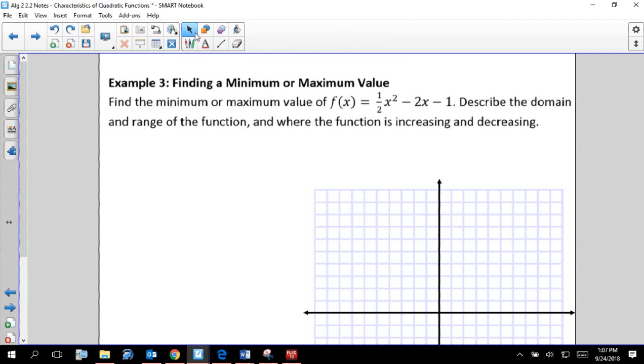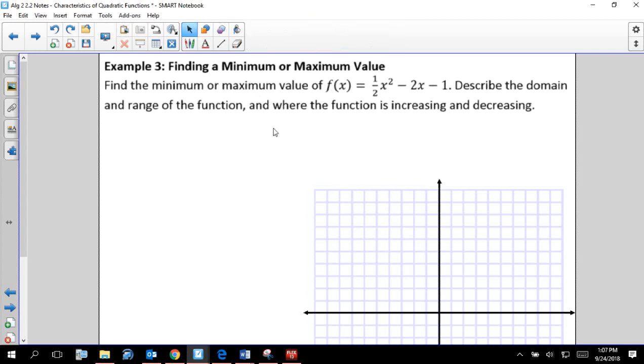Okay, so it says that we are going to find the minimum and maximum value of this equation, describe the domain and range, and where the function is increasing and decreasing. Before we do all of that, you're going to practice graphing it more. So what's the very first step that we should do when we're graphing?